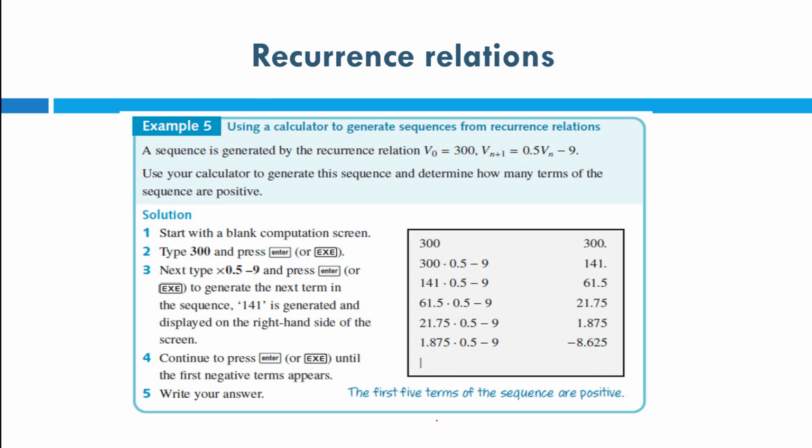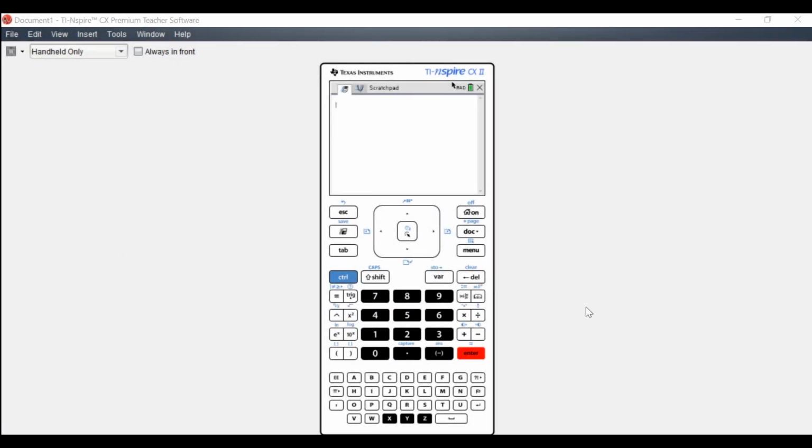How do we do this on the calculator? Let's have a look at doing this on the graphics calculator. To do this example on the graphics calculator, you just type 300, enter, then you tell the calculator to multiply it by 0.5 and then subtract 9. So you can see it does. You've got 300 there. ANS means 300 times 0.5 minus 9, and press enter, and then you just keep pressing enter all the way through, and it will generate that sequence for you.